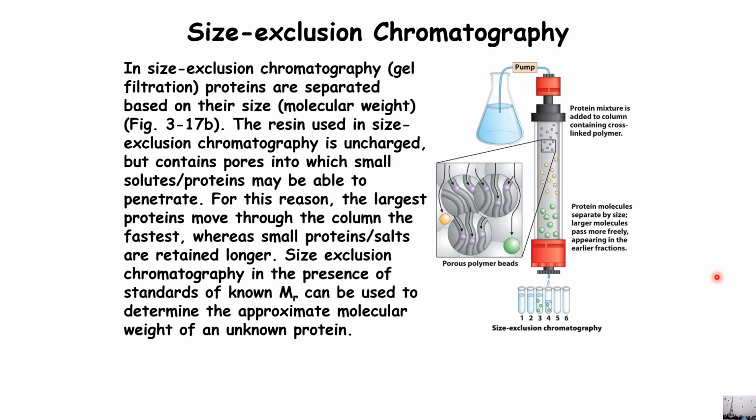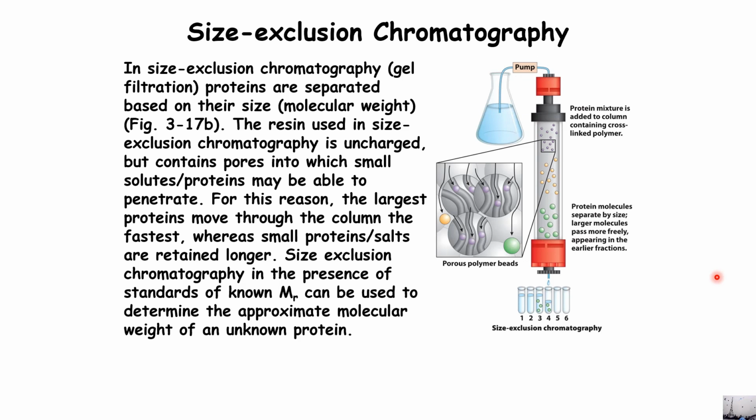So the resin used in size exclusion chromatography will be uncharged, but it will contain pores into which small solutes and proteins may be able to penetrate. Even though the resin is uncharged, there will be small pores, and inside the small pores, small proteins or solutes will be able to penetrate and go inside. For this reason, the largest proteins move through the column the fastest, whereas small proteins are retained longer.